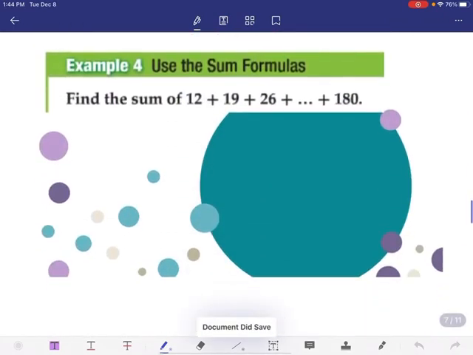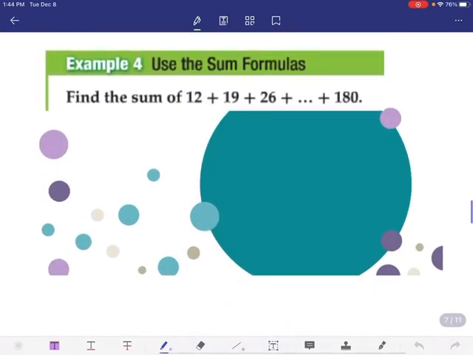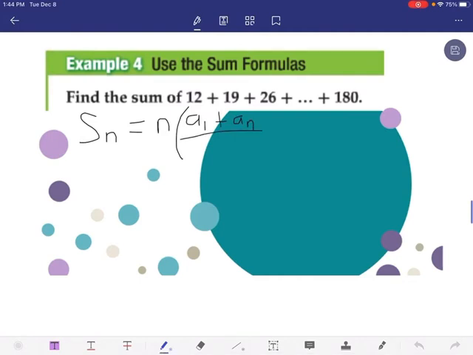So let's look at an example. It says find the sum of 12 plus 19 plus 26 plus, and we're going to go all the way to 180. So first, let's just write out that sum formula. So I have S sub n equals n times a sub 1 plus a sub n divided by 2.